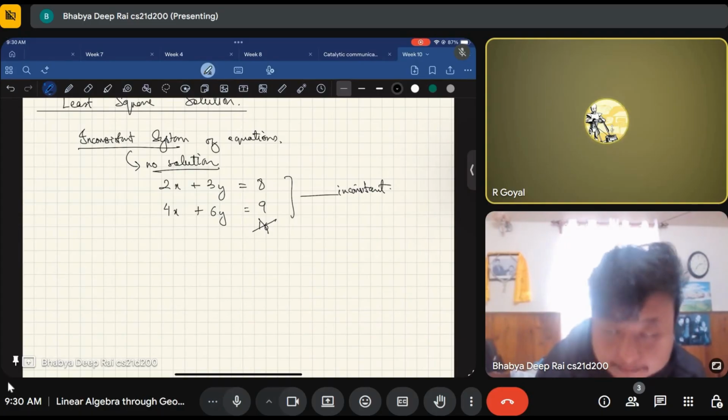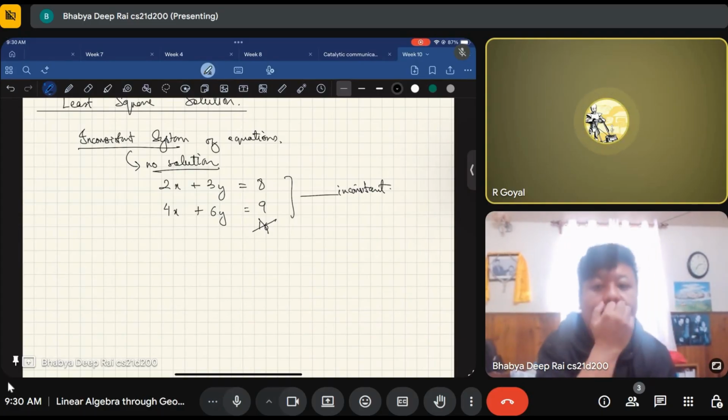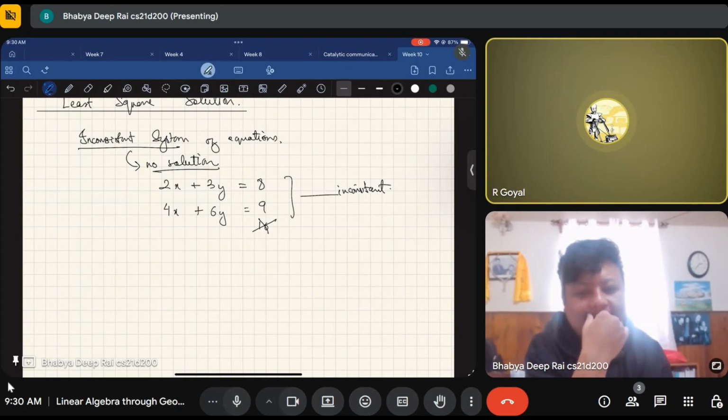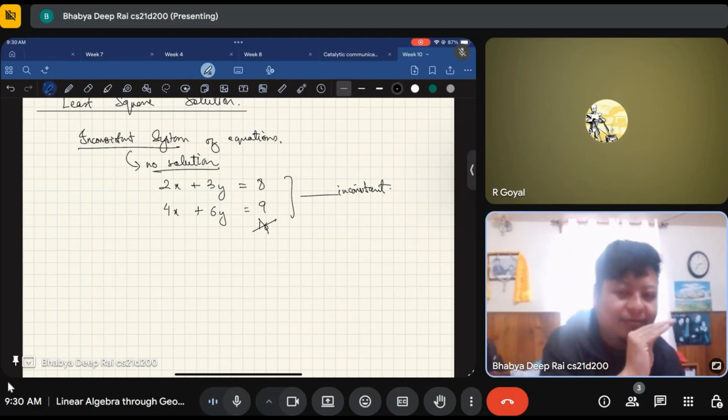And the combinations, right? However, the second vector won't be just a scalar multiple of the first one, whereas in this case the second vector should be the scalar multiple of the first one, which is not the case here.